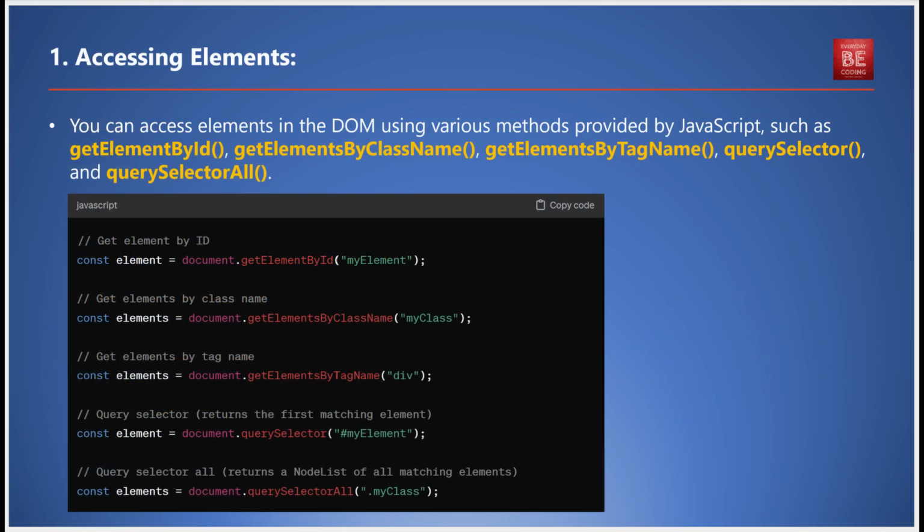Firstly, accessing elements. JavaScript offers various methods to access elements in the DOM, such as getElementById, getElementsByClassName, getElementsByTagName, querySelector, and querySelectorAll. These methods fetch elements based on their ID, class name, tag name, or a query.